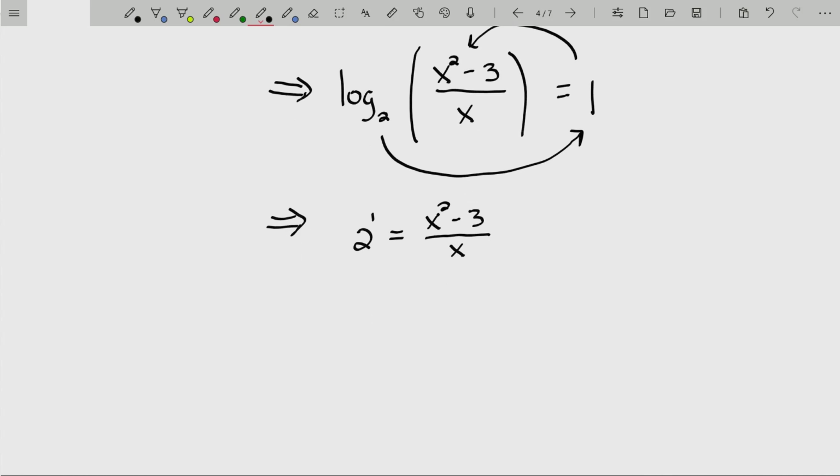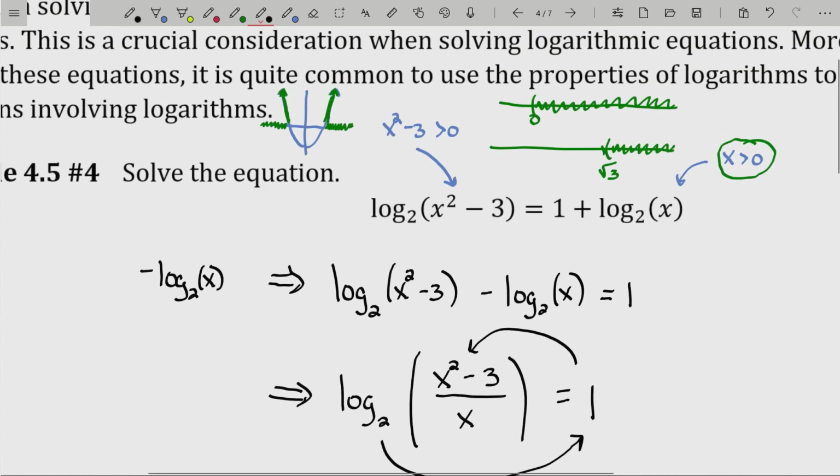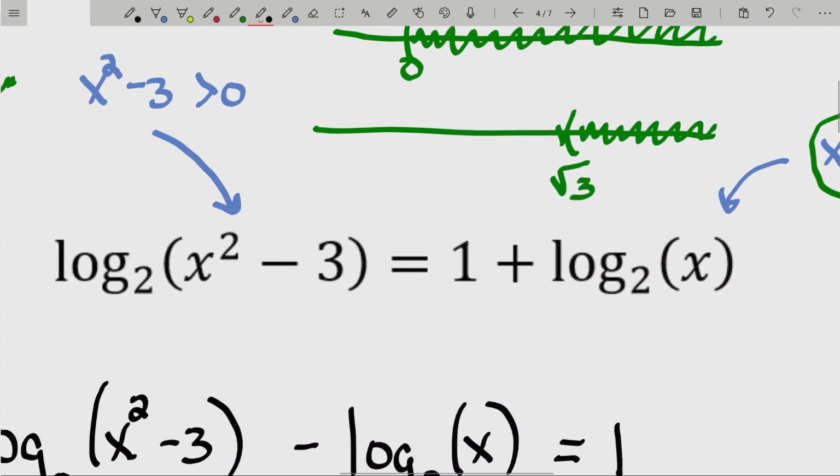Now, multiplying both sides by x, so I'll just write that, you get 2x is equal to x squared minus 3. Just want to say here again that normally I would frown upon somebody multiplying both sides of an equation by a variable expression because you don't know if that variable expression is 0 or not. However, we know it's not 0 because the original problem that was given to us has x just as a single argument of a logarithm, which means x can't be 0.